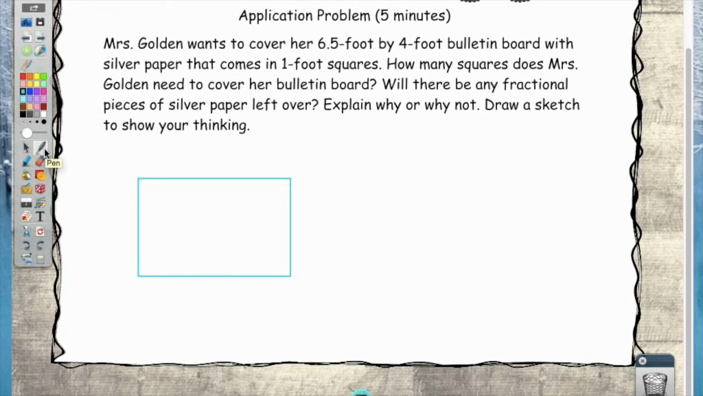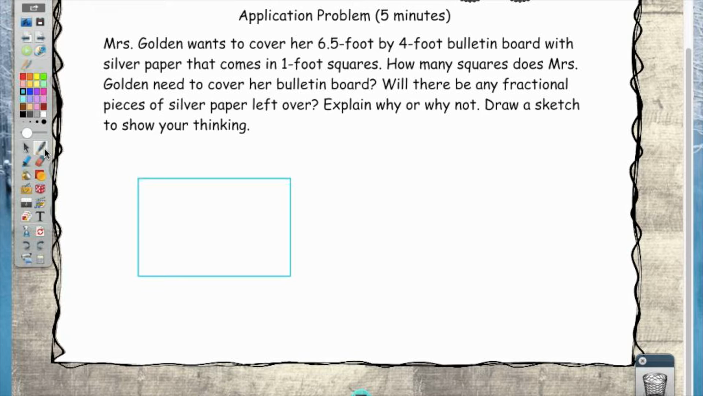Mrs. Golden wants to cover her 6.5 foot by 4 foot bulletin board with silver paper that comes in 1-inch squares. First of all, she needs to get on Amazon and order a roll of silver paper, doesn't she? You said 1 inch instead of 1 foot. 1 foot. How many squares does Mrs. Golden need to cover her bulletin board? Will there be any fractional pieces of silver paper left over? Explain why or why not. Draw a sketch to show your thinking.